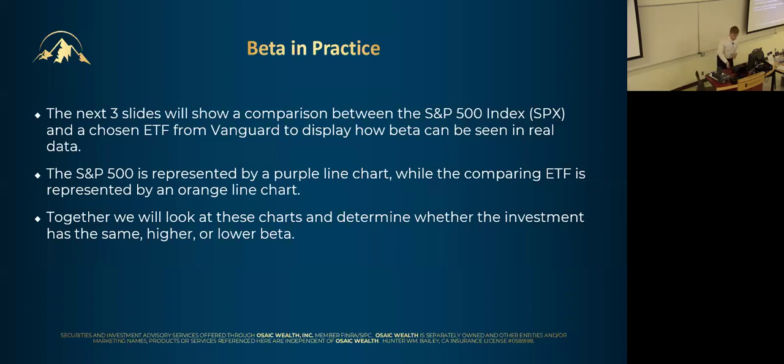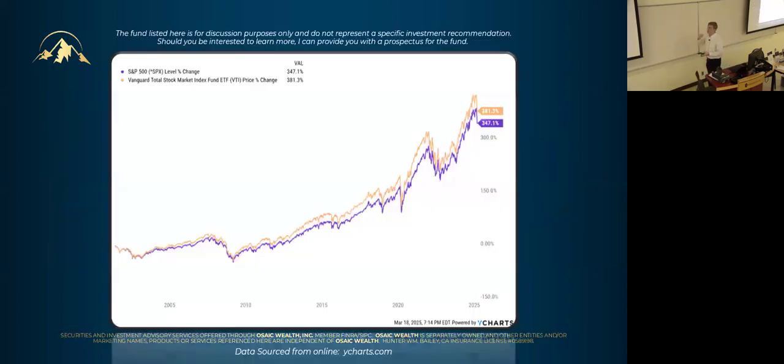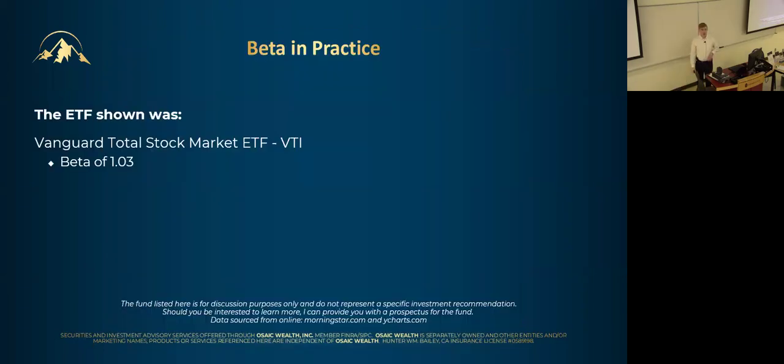So to start with, we've got this one here. Remember, we've got that purple S&P 500 line, and then we've got this orange ETF line. So if you had to take a guess, how close do you think the beta is on these investments? And remember, yeah, this is return. So this is just the price change of each asset. So the S&P has been up 347% over this 20 or 20-something year period. So it's really, really tight.